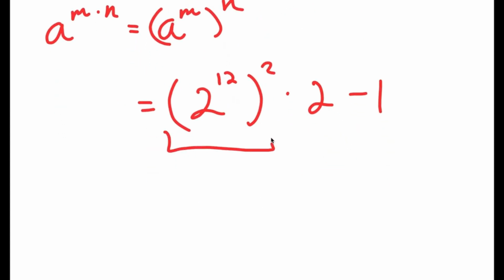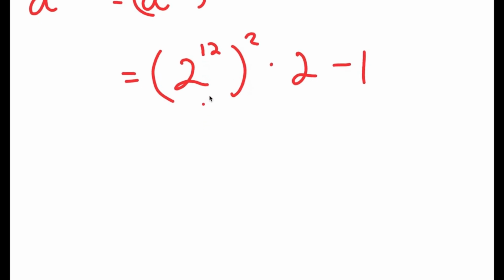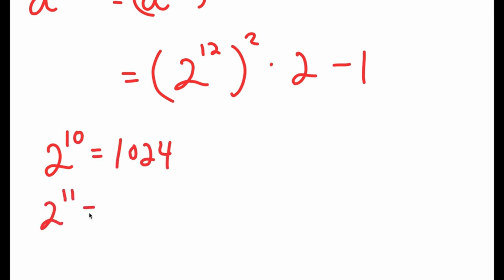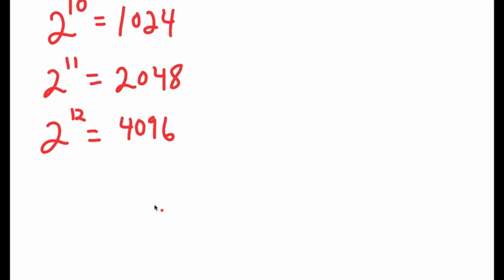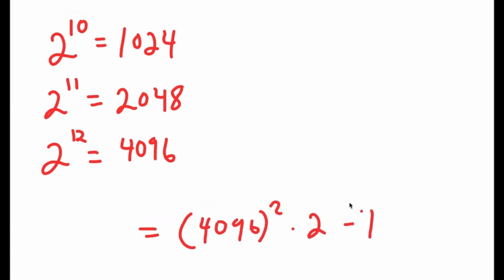So now I'm actually going to plug in the actual value of 2 to the power of 12, because 2 to the power of 12 is small enough where we know the exact value of it. So if you don't know what 2 to the power of 12 is, well, 2 to the power of 10, you should always remember this as 1024. So 2 to the power of 11 is going to be double of 1024, which is 2048. And 2 to the power of 12, which is the value we're looking for, is going to be double of 2048, which is 4096. So now I get 4096 squared times 2 minus 1.